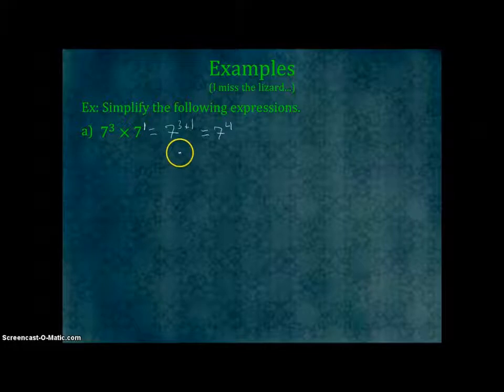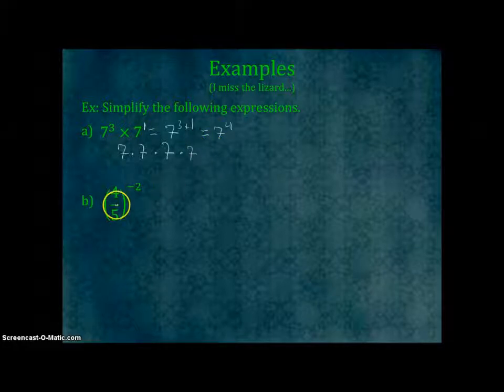If you're not quite convinced about this property, what you could do instead is write it out as 7 times 7 times 7, which is 7 cubed, times 7 to the 1st power. Notice we have 4 7s here, which gives us 7 to the 4th.